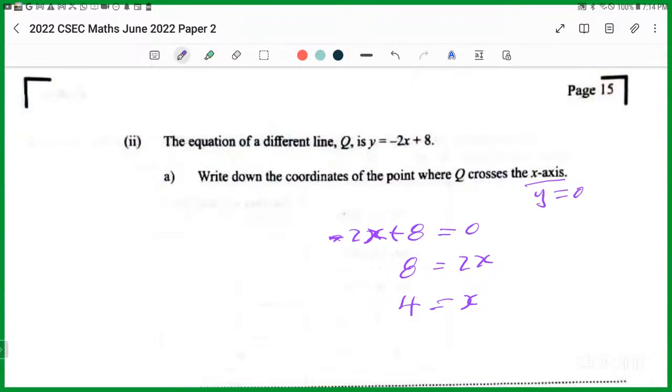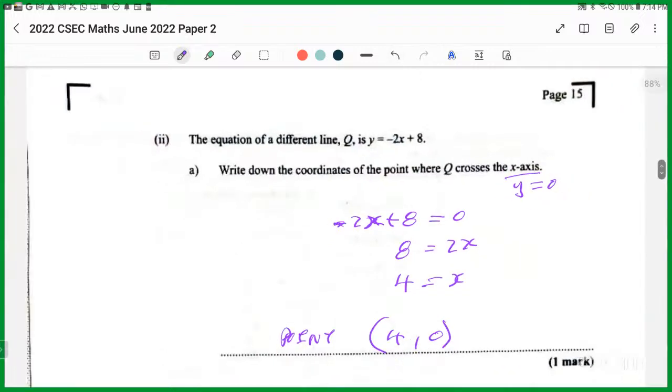So it means that the coordinates of the point on the x-axis, this is the x value, 4, and 0 is the y value. That's the point (4, 0) on the x-axis.